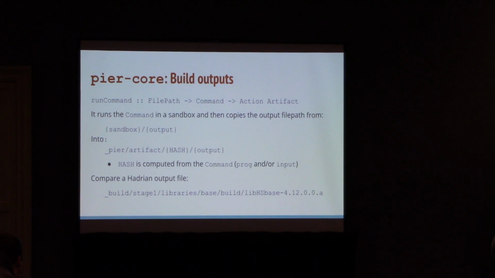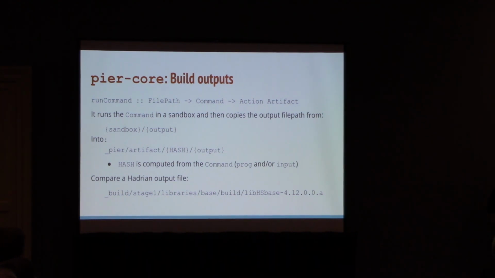And so runCommand creates a temporary sandbox directory, runs the command within it, and then assumes that there's going to be some output file that's created, which is the file path argument. And so it takes that from the sandbox and copies it to its final location, _Pier/artifact/hash/output, where the hash is just computed from the command, that list of entries, either the progs and/or the inputs, the process invocations or the input files.